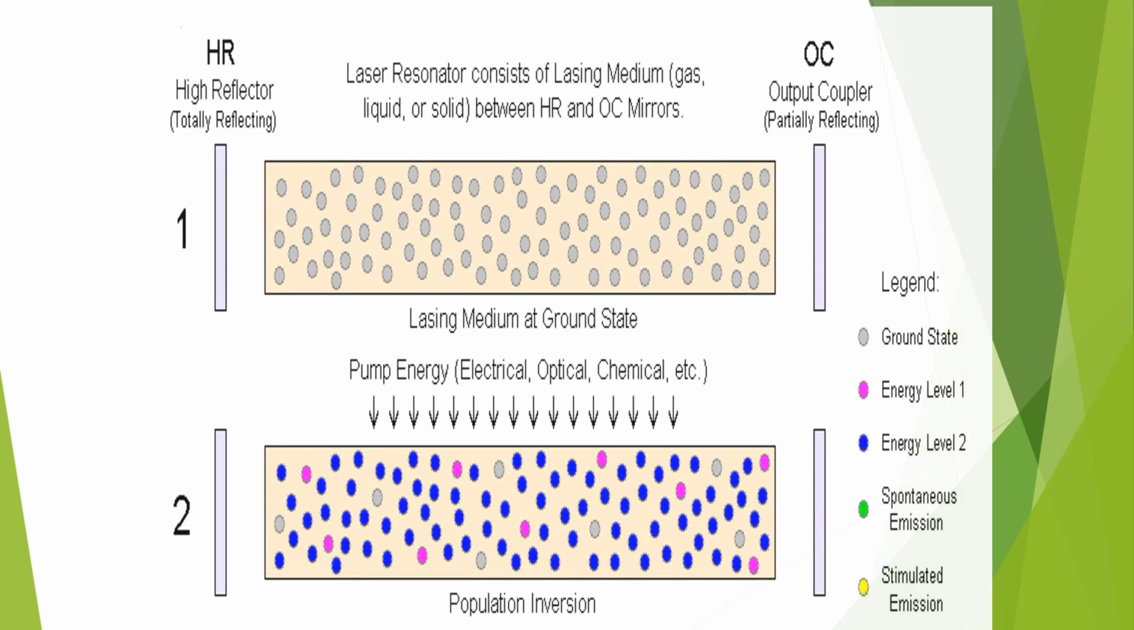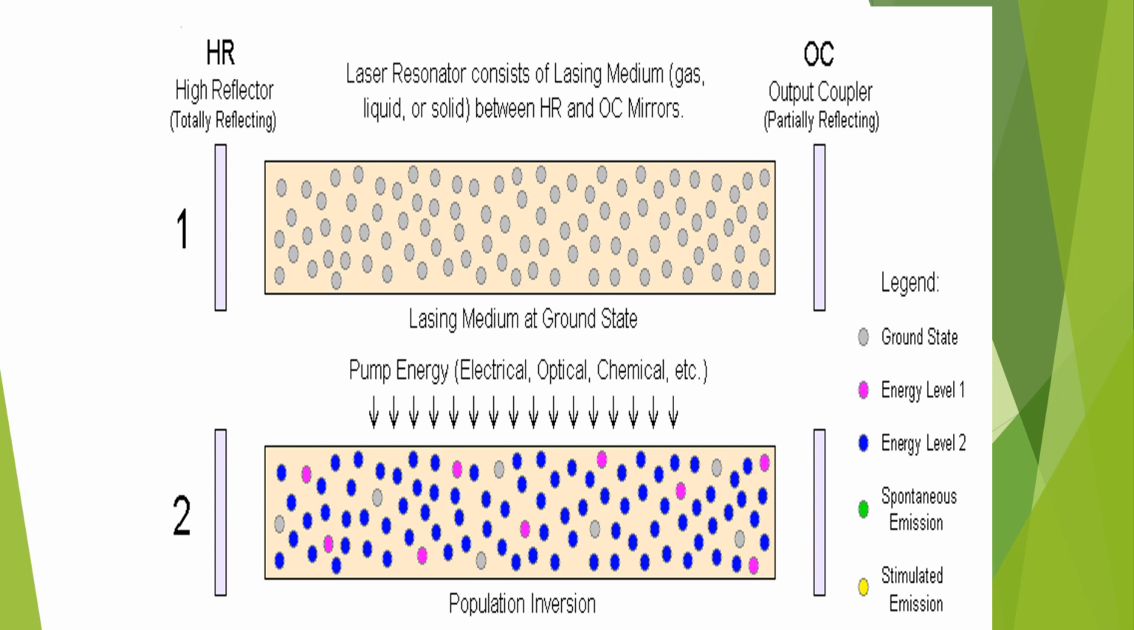To understand the mechanism of the devices we are going to discuss, we should understand how excitation and stimulated emission occur to obtain the laser light. In the first tube, the length of the tube should be an integral multiple of lambda by 2, and of the two windows of this tube, one should be highly reflecting and the other partially reflecting, meaning the output coupler should be partially reflecting.